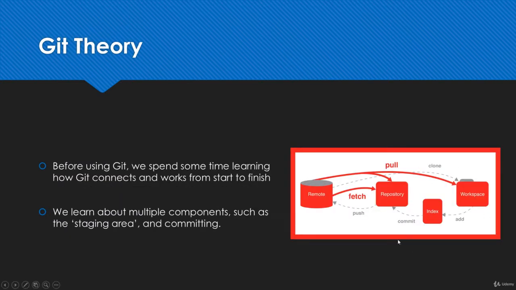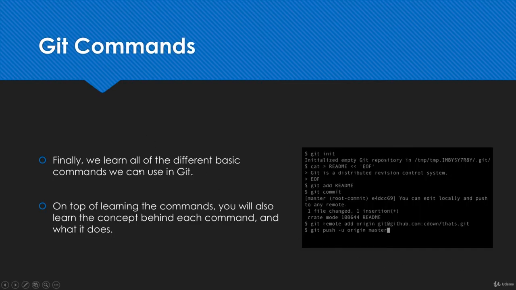So this is just a little diagram. Don't worry about what this all means. I'm going to walk you through step by step with a more in-depth diagram, and we're going to go through all of the different components of Git and how they connect together. So we're going to go through some terminology as well, the staging area, for example, committing, all of that we're going to talk about. And once we do that, we're going to move on to the commands.